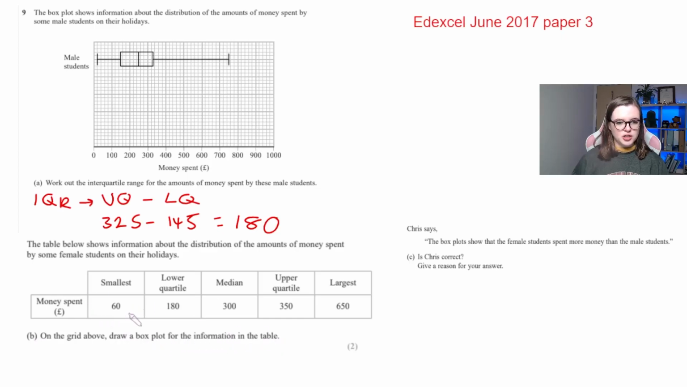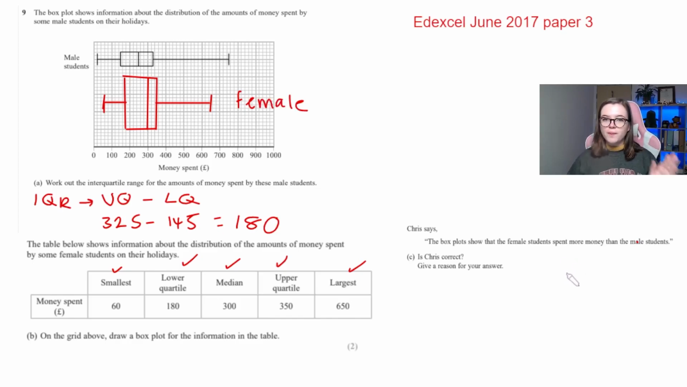Okie dokie then. So, smallest, lowest, lower quartile, median, upper quartile, largest. Everything we need, easy peasy, just need to plot it all on. And there we are, 2 marks, easy peasy. And then Chris says, the box plot shows that the female students spent more money than the male students. Is Chris correct? Give a reason for your answer. This is the female students here that we've just done.